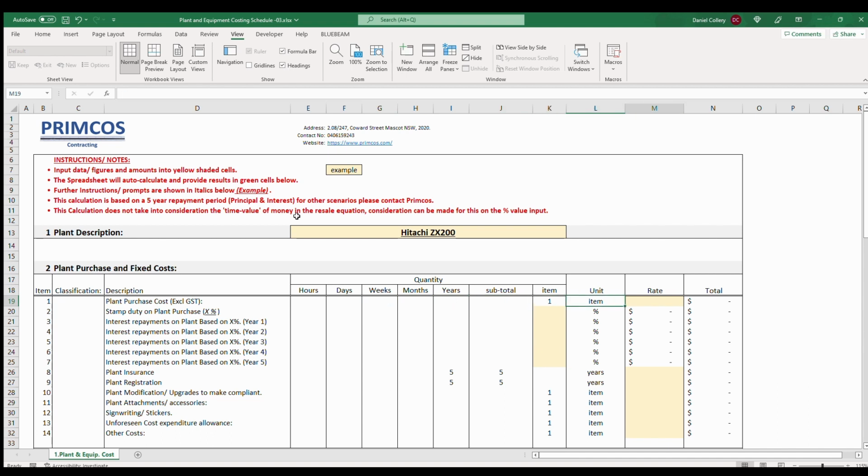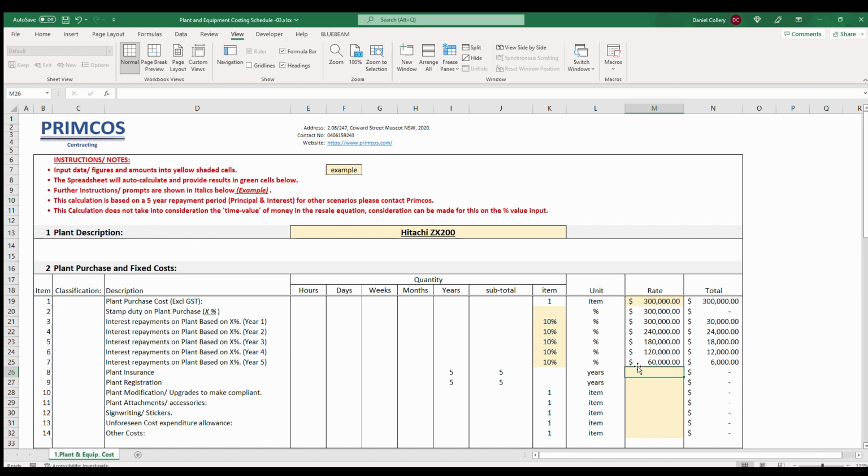So for these figures, they're quite general, not entirely accurate, but these are all figures that you should have yourself when inputting this data. So plant purchase cost, let's say 300,000 for this. Stamp duty on purchase, we're going to say it's not applicable to this. Interest repayments on plant over 5 years. So for this, we're going to base it on, say, a rate of 10%. This again can be left blank if the item of plant or equipment was bought outright and there's no finance.